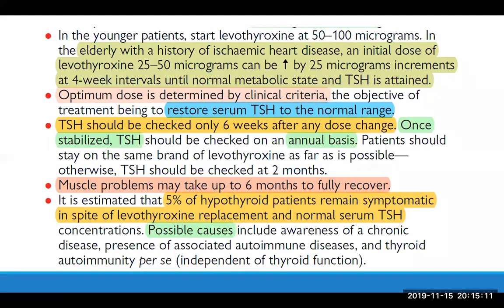In any patient with ischemic heart disease or cardiac disease, or elderly, we must treat with a small dose of levothyroxine and increase by about 25 microgram every 4 weeks, or 2 to 4 weeks. For the optimal dosage, restoration of serum TSH is very important. And of course, follow up every 4 to 6 weeks. And then once TSH is stabilized, we can just do annual monitoring by TSH.